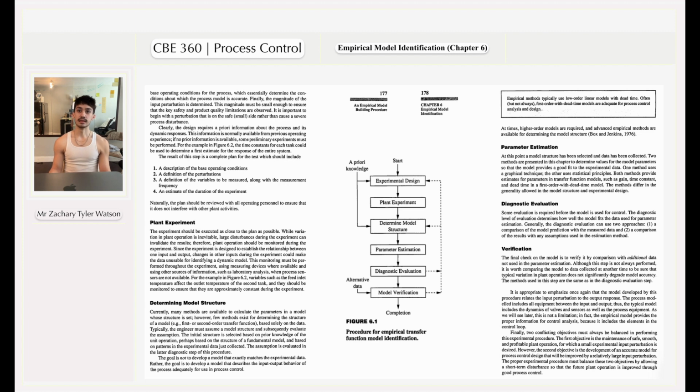The first objective is the maintenance of safe, smooth, and profitable plant operation, for which a small experimental input perturbation is desired. However, the second objective is the development of an accurate model for process control design that will be improved by a relatively large input perturbation. The proper experimental procedure must balance these two objectives by allowing a short-term disturbance so that the future plant operation is improved through good process control.